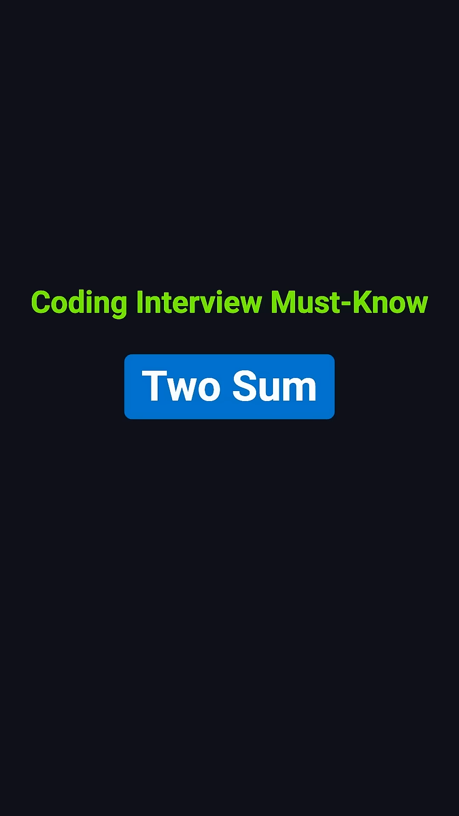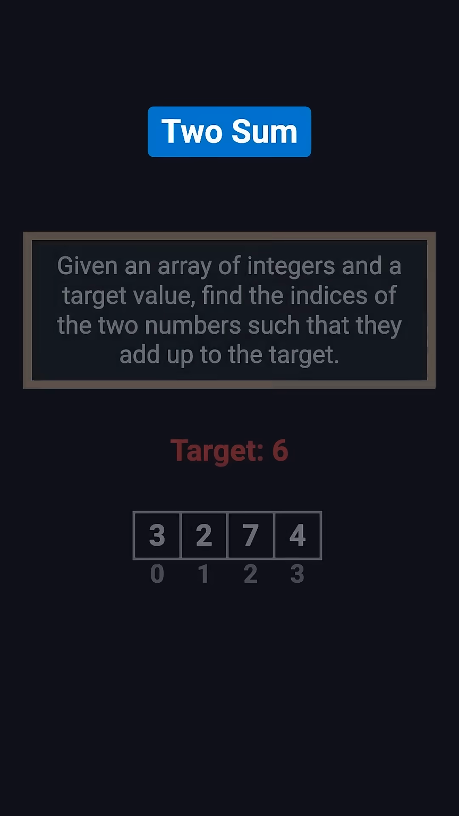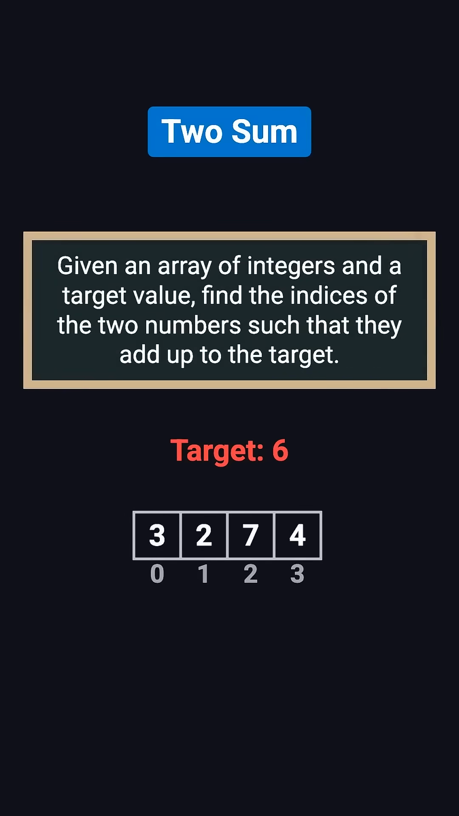In coding interviews, there's one problem that shows up more often than almost any other. It's called two-sum. Today, let's break it down. The problem is simple. You're given an array of integers and a target value. Your task is to return the indices of two numbers that add up to the target.